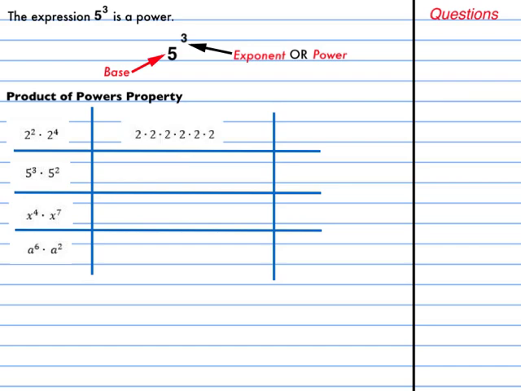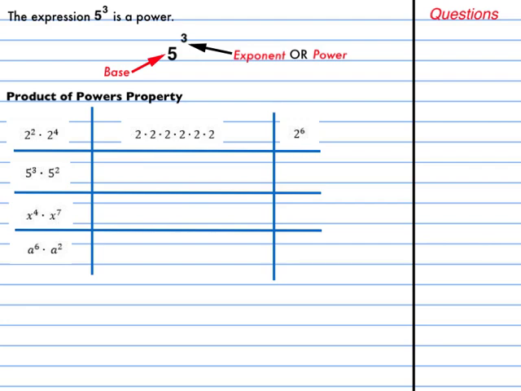So keep in mind what you know of exponents already. 2 to the 2 power is basically 2 times 2. 2 to the 4th power is 2 times 2 times 2 times 2. The power tells you how many times you're multiplying the base by itself. So when I multiply these two things together, it ends up giving me 2 times 2 times 2 times 2 times 2 times 2, which can be rewritten as 2 to the 6th power.